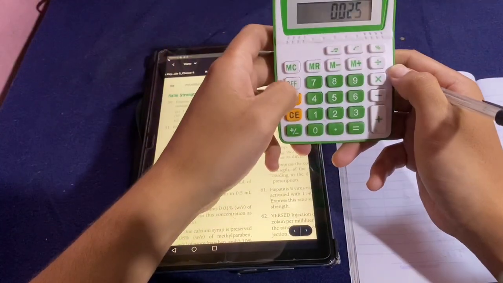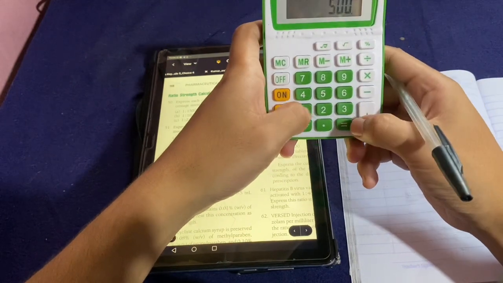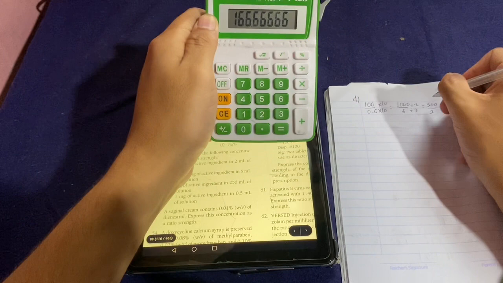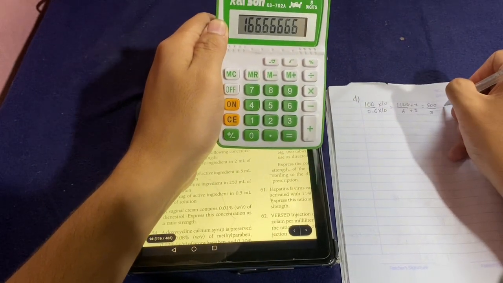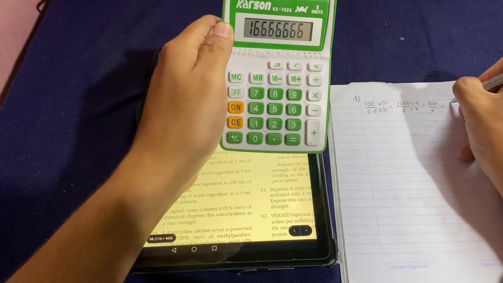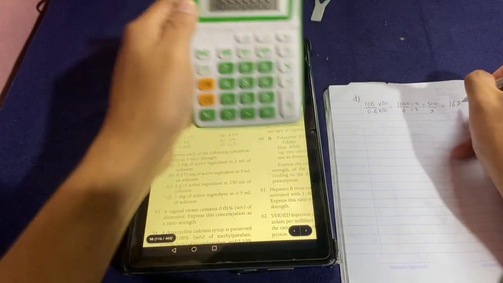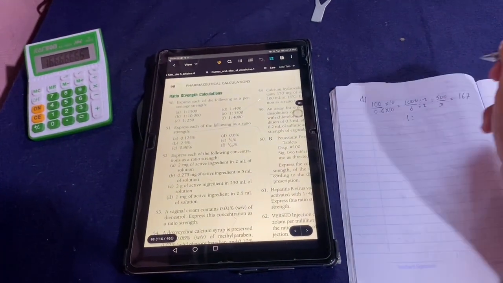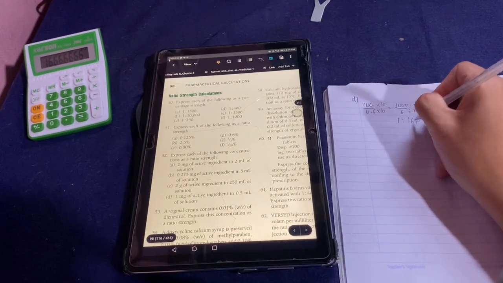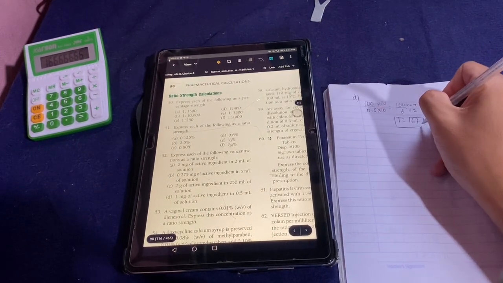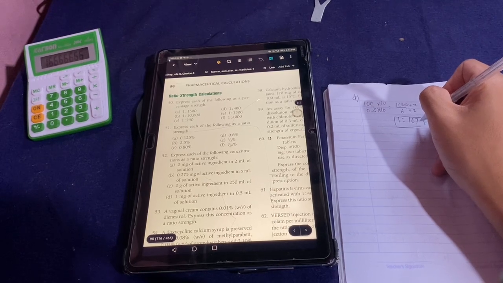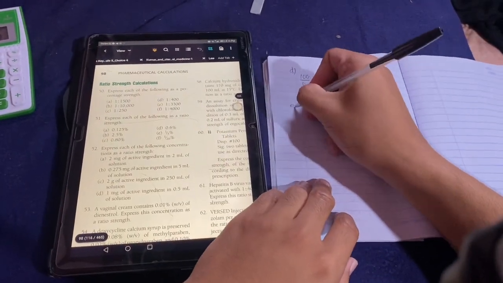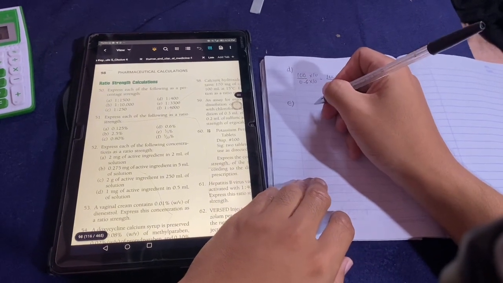So 500 over 3 is equal to 1.666. So pwede ko sabihin na lang, i-round off ko na lang siya to 167. Then sabihin ko, the ratio is 1 to 167. And that's our answer for D. So now let's proceed with E. Sorry, with E.